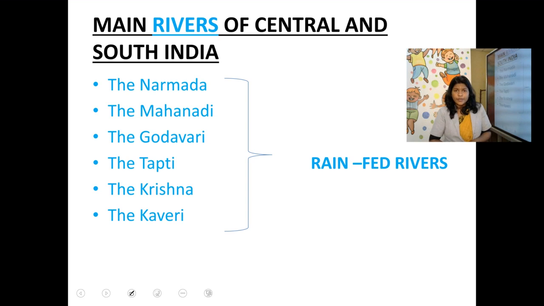Why are they called rain-fed rivers? Because these rivers are formed by rainfall. These rivers depend on rainfall. That is why they are called rain-fed rivers. So North Indian rivers we can call snow-fed rivers, and Central and South Indian rivers we can call rain-fed rivers.